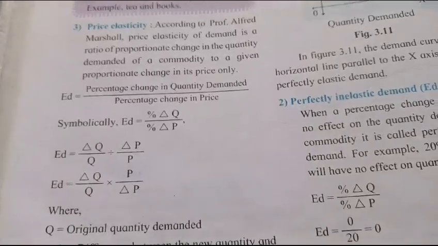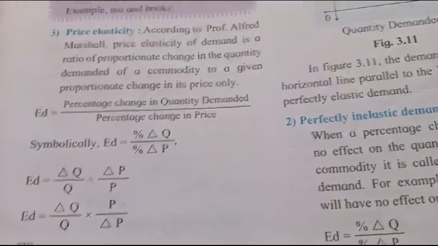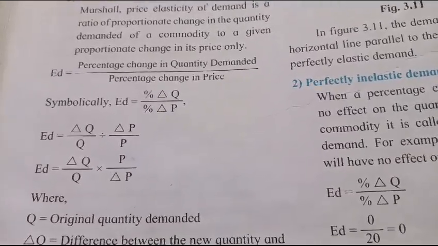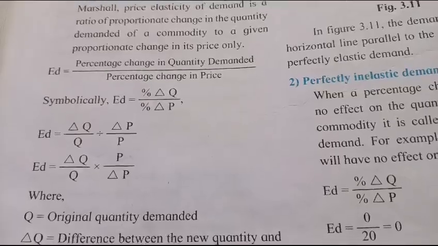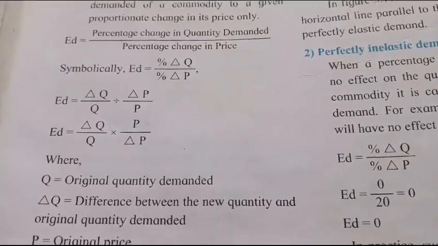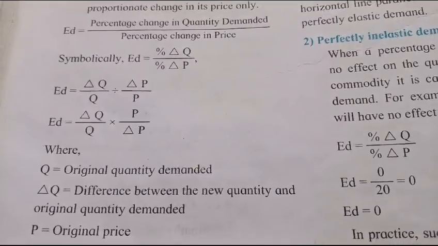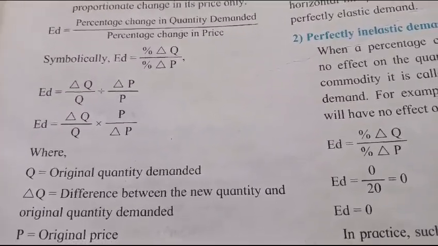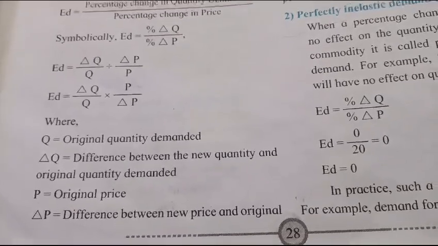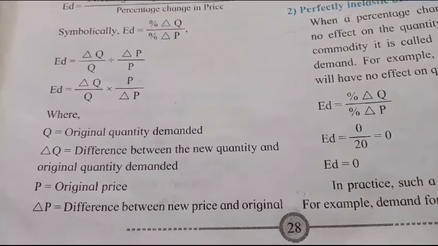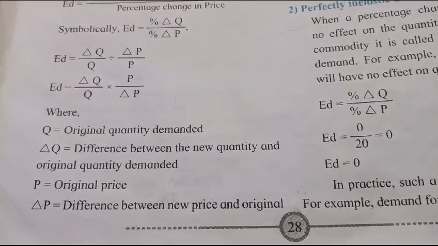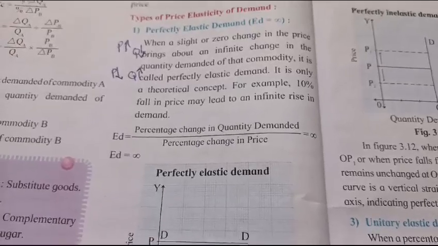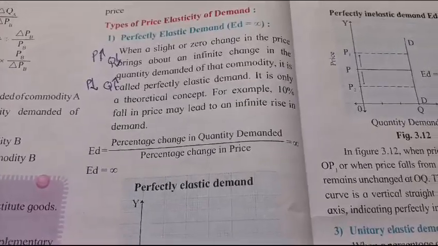Third, price elasticity. According to Professor Alfred Marshall, price elasticity of demand is a ratio of proportionate change in the quantity demanded of a commodity to a given proportionate change in its price only. ED is equal to percentage change in quantity demanded by percentage change in price. Symbolically, types of price elasticity of demand.